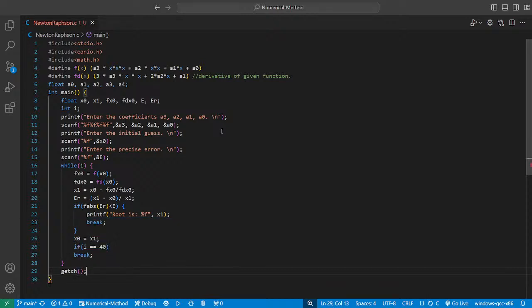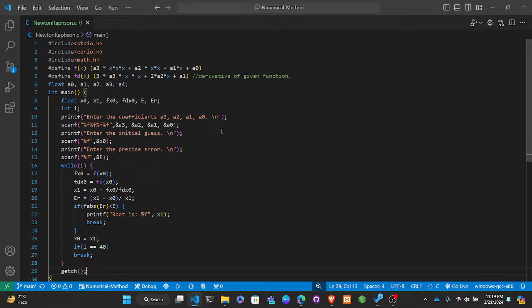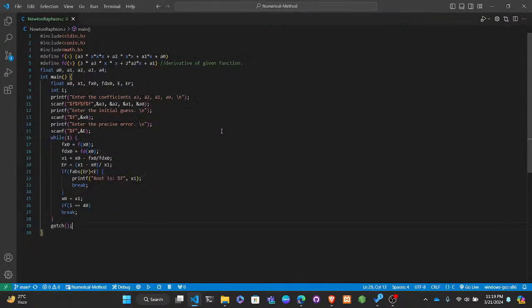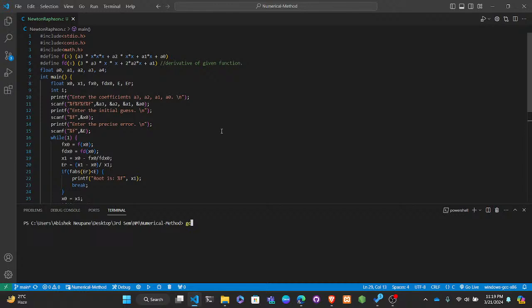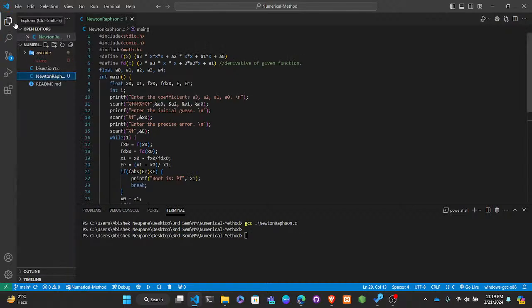I think there is no mistake, no problem. We are living in the era of ChatGPT so that we can ask there. gcc Newton Raphson.c. No error. Okay. What's our file name? Sorry. a.exe, but there is an error, I think.